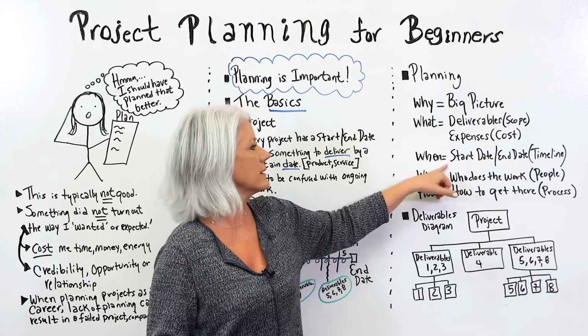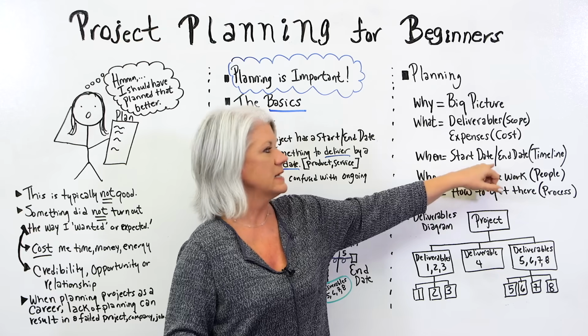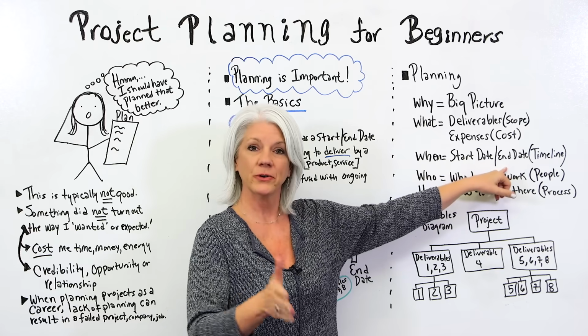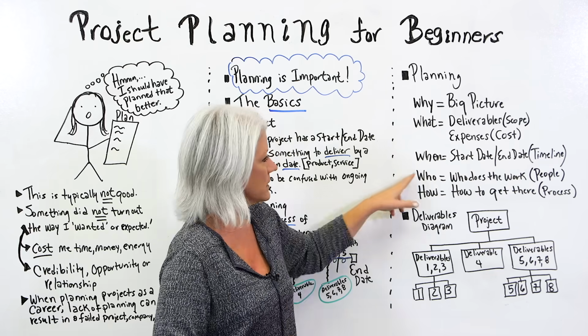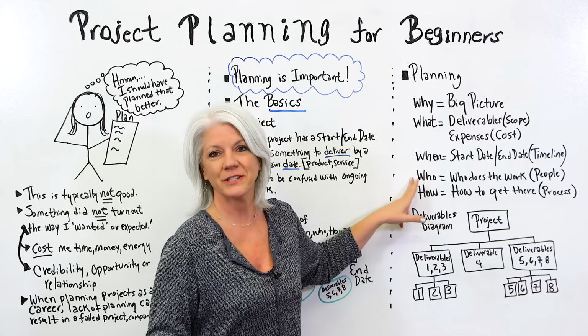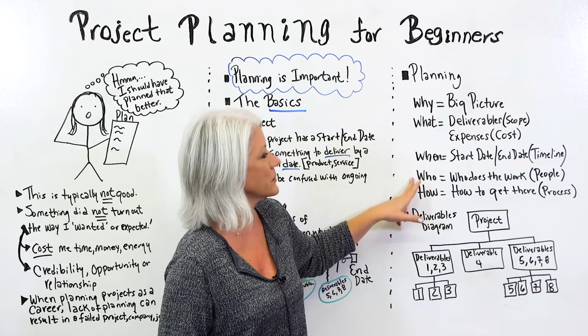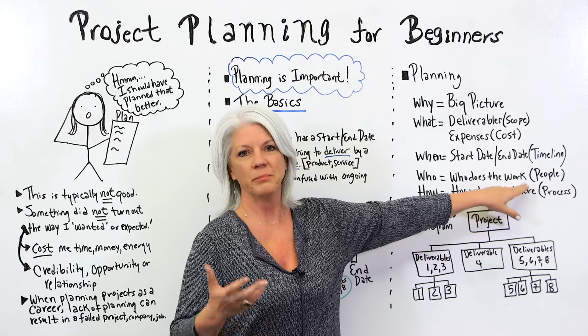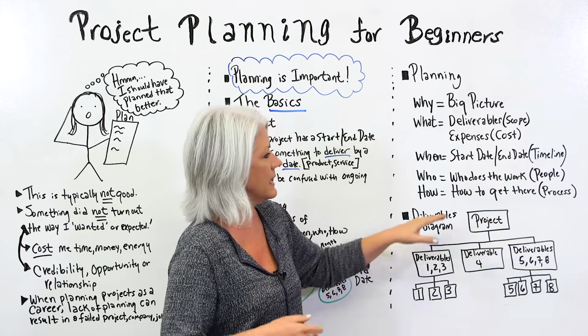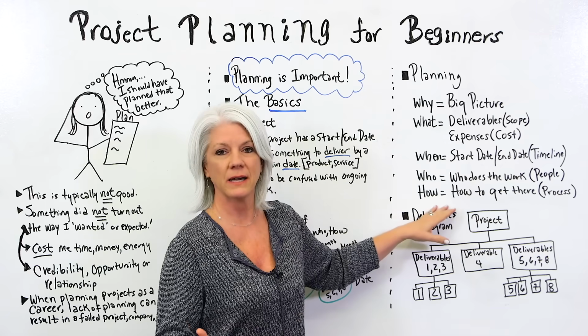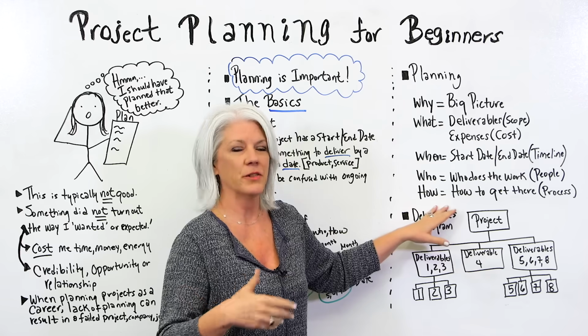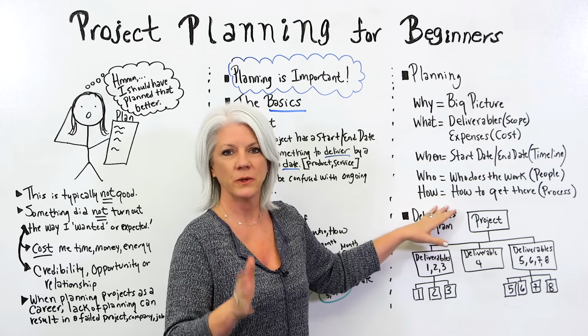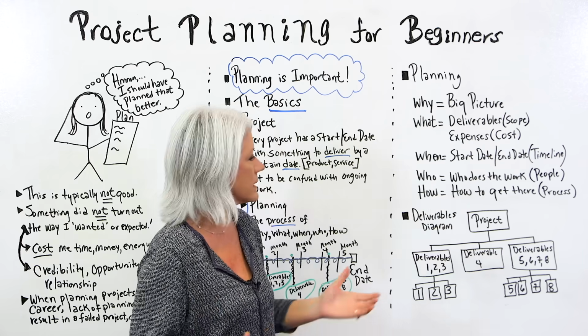Then we look at when, okay? When is the start date? When is the end date? And that creates our timeline. We also look at who actually does the work to deliver the products or the service. So those are our people resources. And then how do we get there? What is the process? How do we know on the project who knows what to do, when, and where? There's got to be a process.